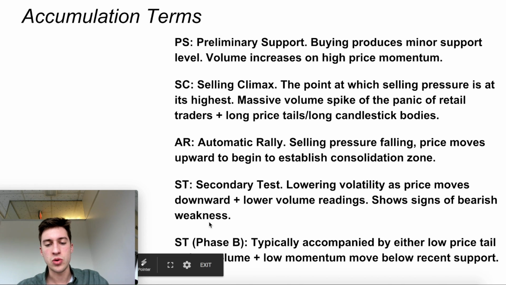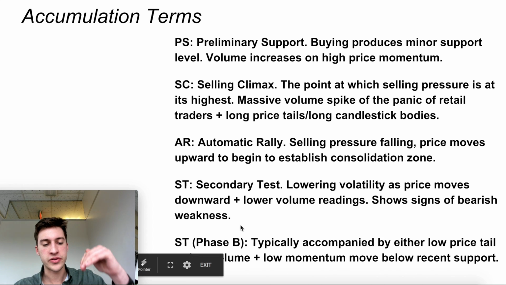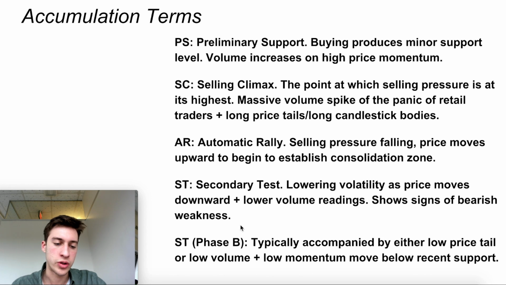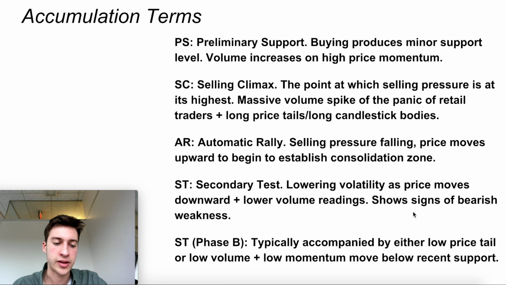With that ST, we're typically going to see lowering volatility as price moves downward, and lower volume. That's either going to be falling volume as volume trends downward, or it's going to be kind of flat and low volume when you look at the volume compared to the volume moving average. This is going to show us signs of bearish weakness, that many retail traders who wanted to sell have likely already sold.